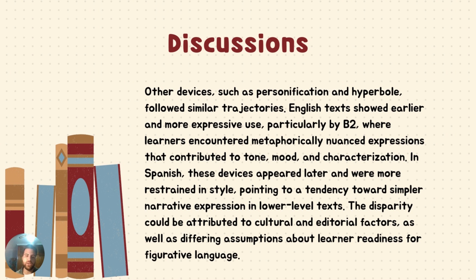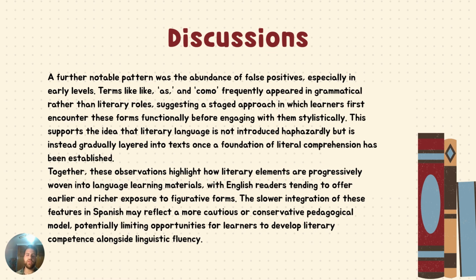The disparity could be attributed to cultural and editorial factors, as well as differing assumptions about learner readiness for figurative language. Finally, a further notable pattern was the abundance of false positives, especially in early levels. Terms like as and como frequently appeared in grammatical rather than literary roles, suggesting a staged approach in which learners first encounter these forms functionally before engaging with them stylistically. This supports the idea that literary language is not introduced haphazardly, but is instead gradually layered into text once a foundation of literary comprehension has been established.